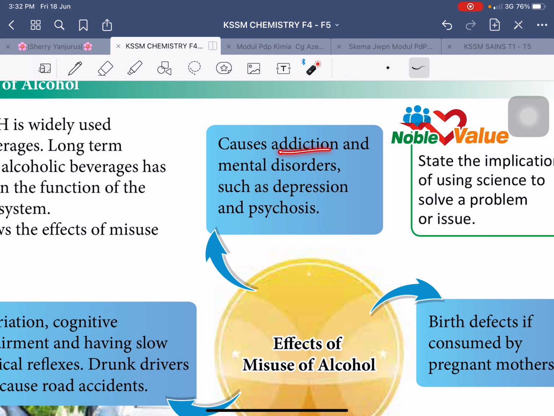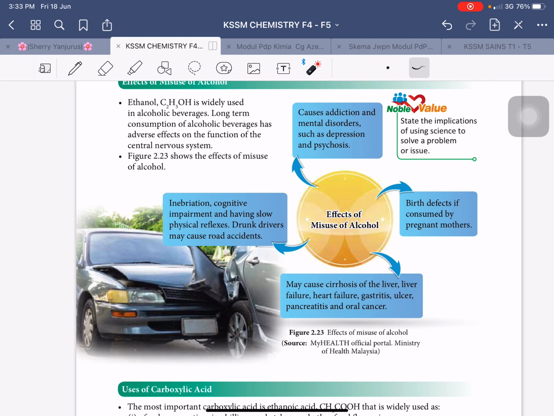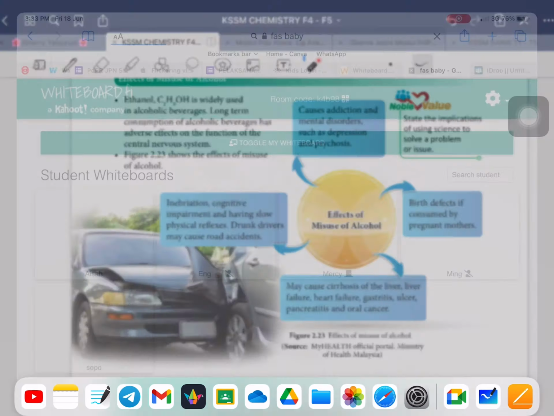Next, it causes addiction and mental disorder, such as depression and psychosis. May cause cirrhosis of the liver. Cirrhosis means problems or diseases related to the liver. Liver failure, heart failure, gastritis, ulcer, pancreatitis and oral cancer. There are a lot of misuse, so do not get involved with alcohol.